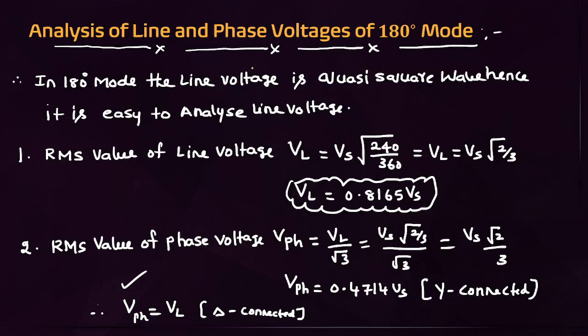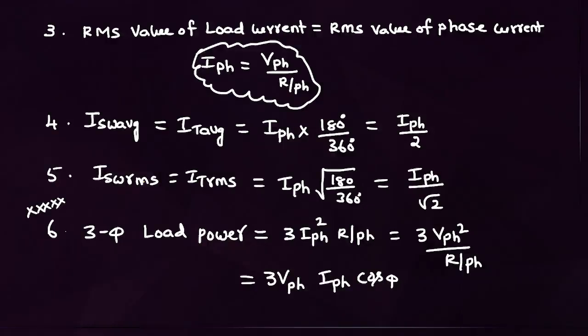Then what is the analysis of line and phase voltage of 180-degree mode? This is very, very important, 5-star. Already 2-mark questions have been framed in the GATE exam based on this analysis. The RMS value of line voltage formula is important. The RMS value of phase voltage formula is important. All these are for 180-degree mode. What is the phase current formula? What is the average value of switch current or thyristor current formula? What is the RMS value of switch current formula?